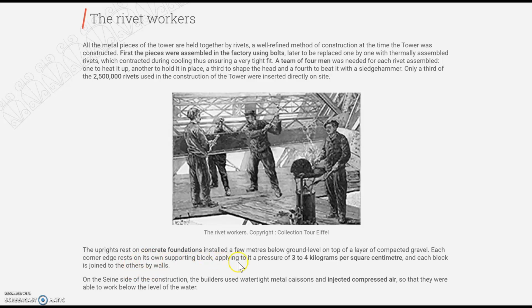And this has a little bit here talking about pressure. So 3 to 4 kilograms per square centimetre, which is incredible pressures that the tower has to withstand. We also see here mention of these metal caissons. So these are kind of boxes which are built, excavated into the ground. They then adjust the air pressure within them so that people can work underground, or often these are used to work under rivers or in rivers. It's incredibly difficult and dangerous work.